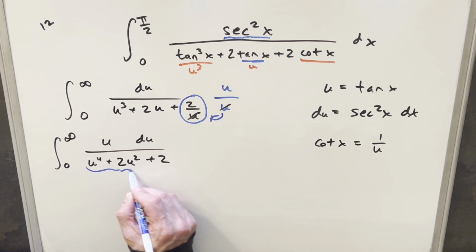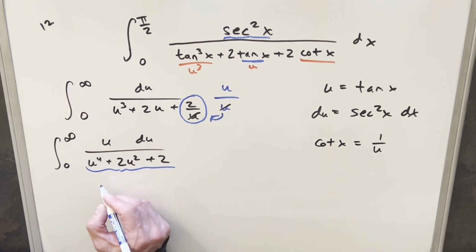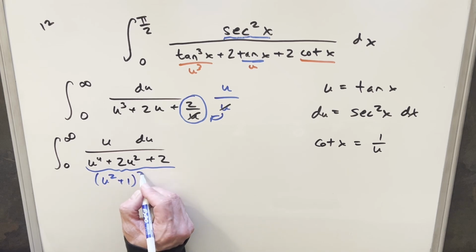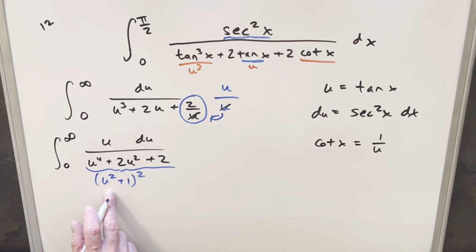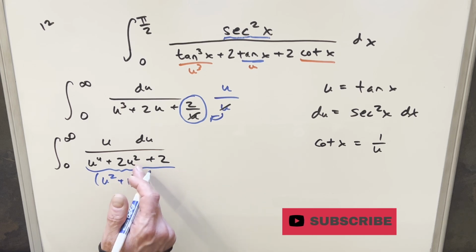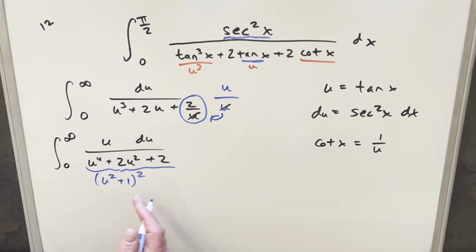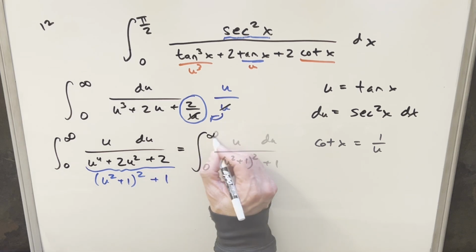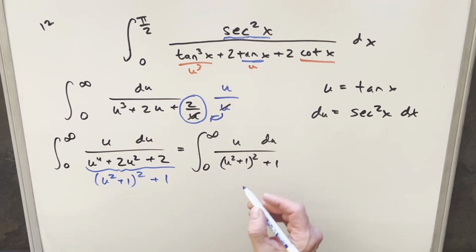But now I can factor this. What I can do is complete the square. We can look at the first part as u squared plus 1, squared. You multiply that out, you get u to the 4th plus 2u squared plus 1. I want to get plus 2, so I just need to add a 1. So we can write this as u squared plus 1, squared, plus 1. We'll do a quick rewrite to see what we have. Now we're getting somewhere, but I still want to clean this up a little more.